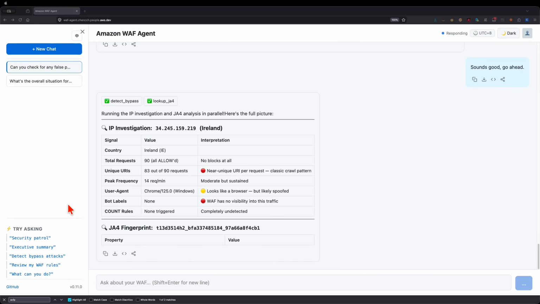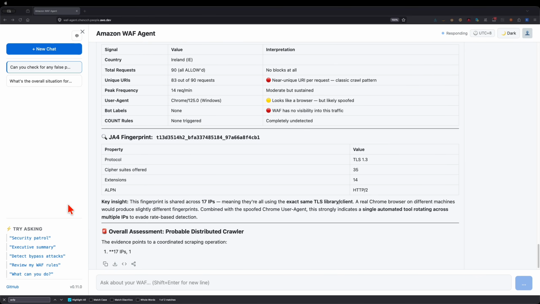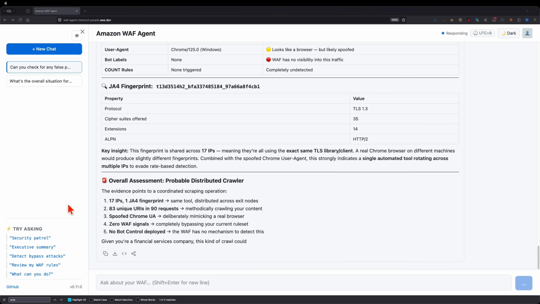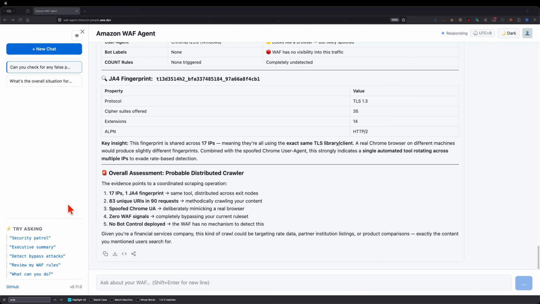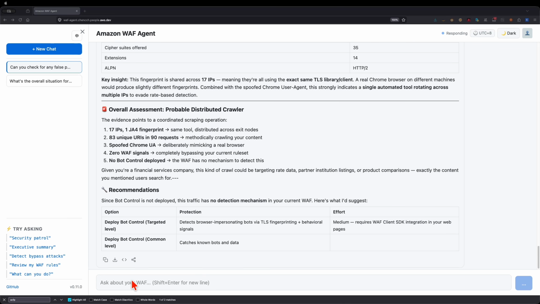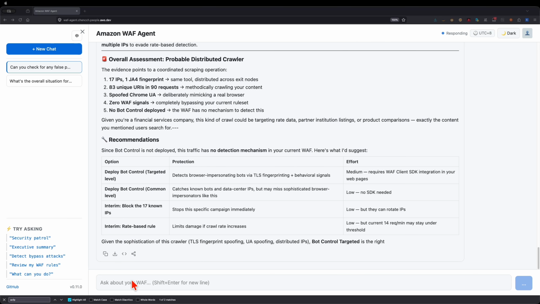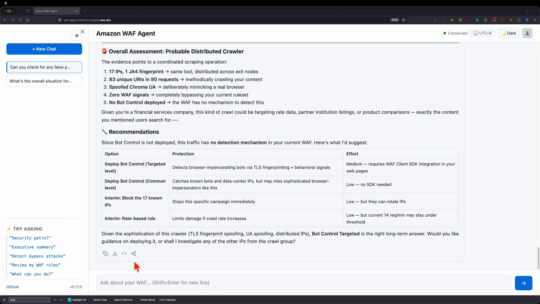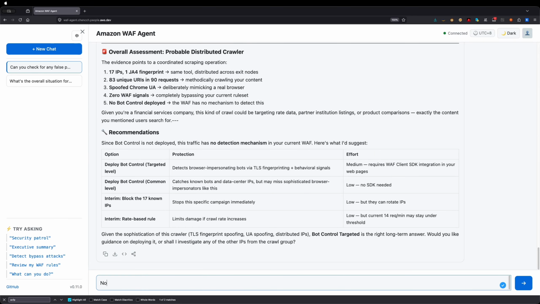Okay, there it is. The agent confirms it's a probable distributed crawler because many different IPs all share a single JA4 fingerprint while faking a real Chrome user agent. And since bot control isn't deployed, the WAF has no real way to catch this. So the agent suggests deploying targeted bot control. Also reminds me that it requires the client SDK.